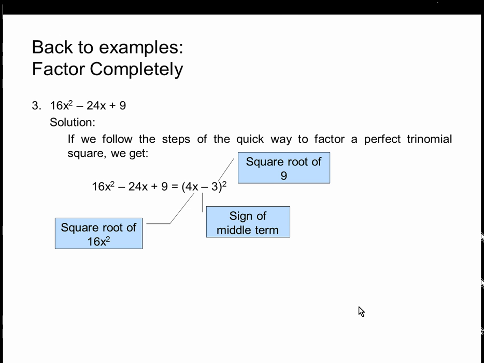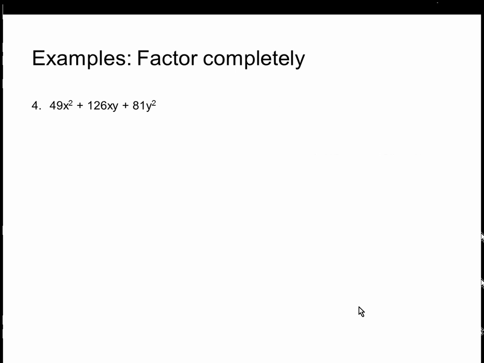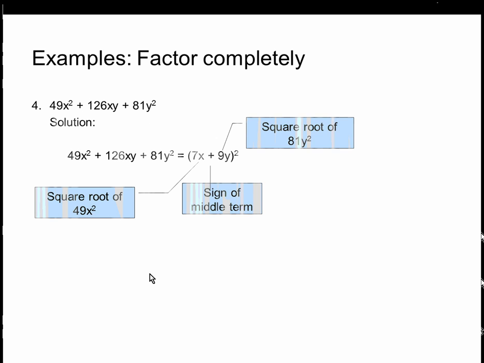Let's try one more. I've got 49x squared plus 126xy plus 81y squared. Okay, 49 is a perfect square, 7 times 7. 81 is a perfect square, 9 times 9. Now notice, if you were to do a times c, 49 times 81 would be huge. So I'd do the square root of 49x squared, the sign in the middle, which would be plus, and the square root of 81y squared.